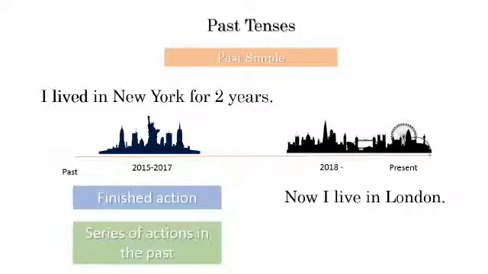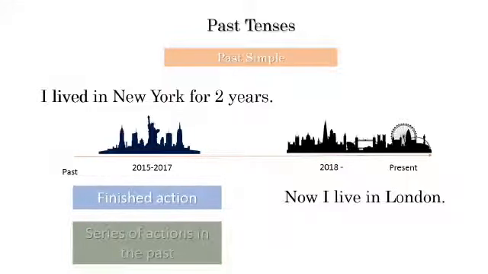Okay, to understand past simple, we have to remember that past simple is always a finished action. So the action started in 2015 and finished in 2017. That's it. Okay, so this is a finished action.